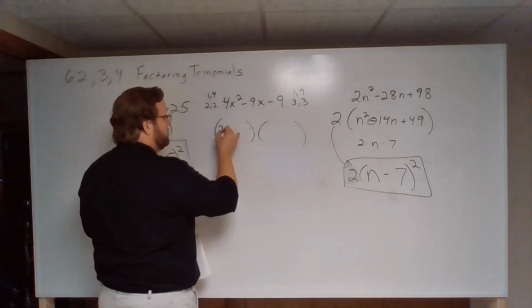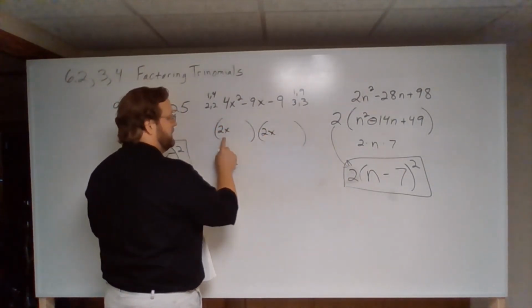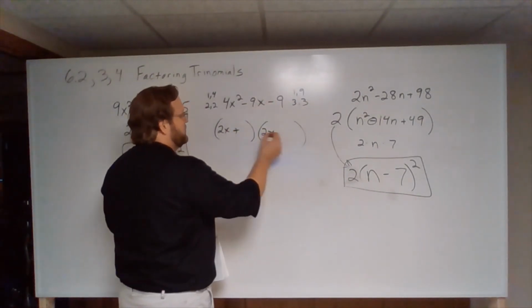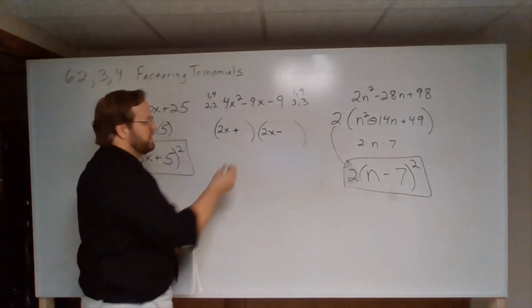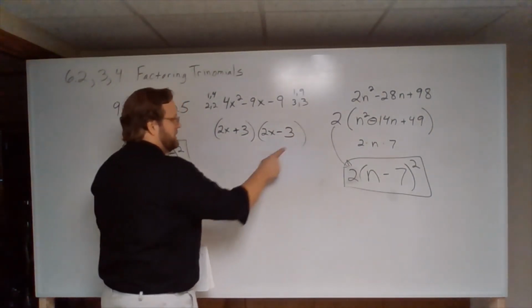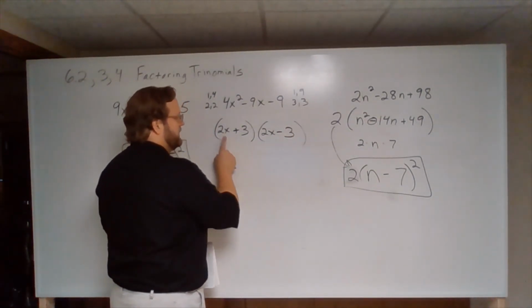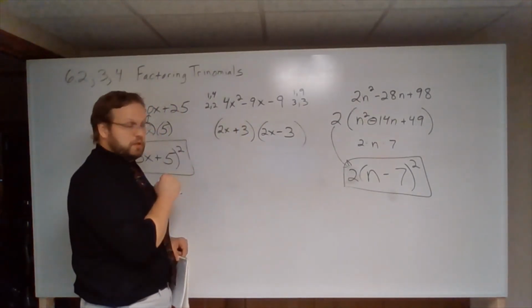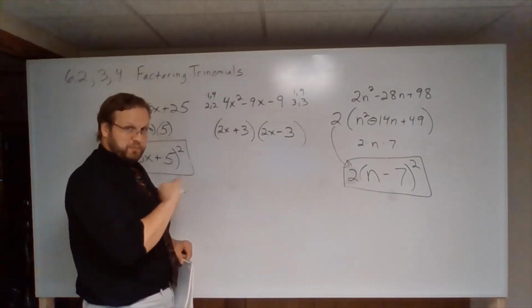I'm going to start with the 2 and 2. So I'm going to go with 2x and 2x. That'll give me the 4x squared. And then it's a negative, so I'm going to do opposite signs. Let's try 3 and 3. That gives me negative 6x, positive 6x. That's a 0. That's no good. Switching the 3's isn't going to help, so let's move on.